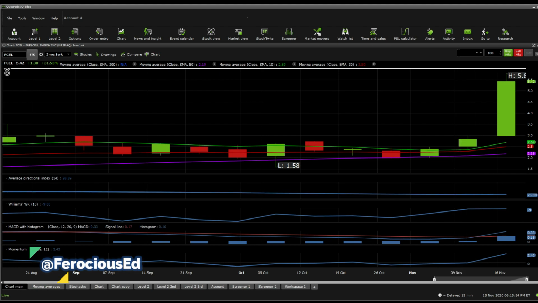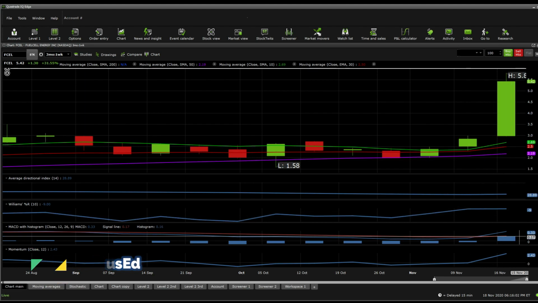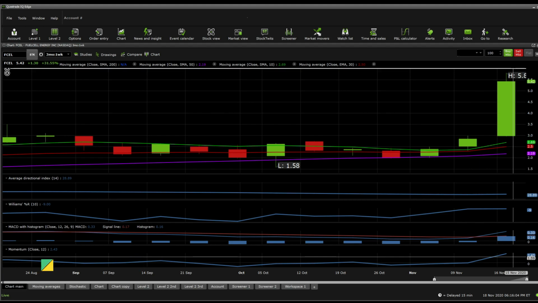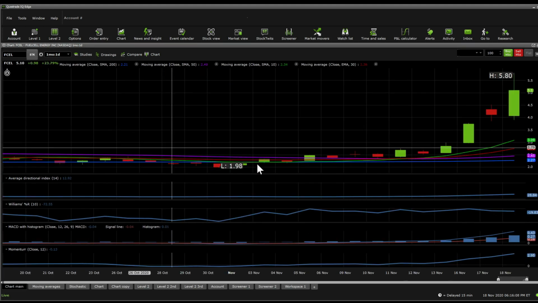Now, taking a quick look at the ADX, it shows a very strong trend here. Williams percent R is actually really, really overbought, but it has been since last week as well, and the momentum is looking strong. Now on a 1 day perspective, we get to see a bit of an amazing story.